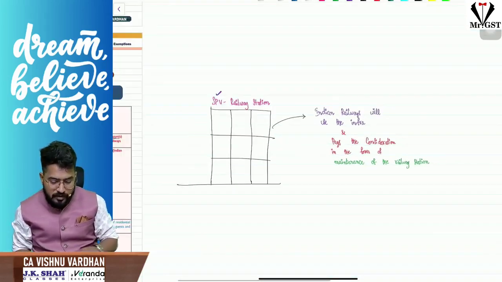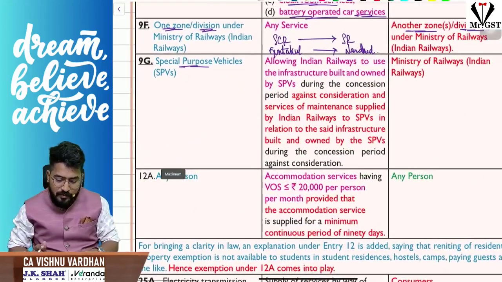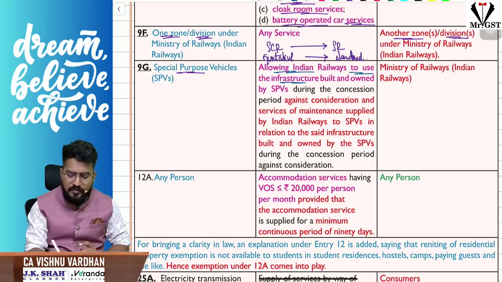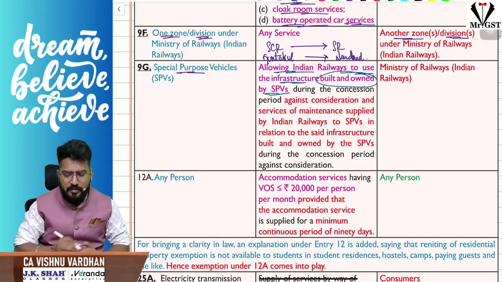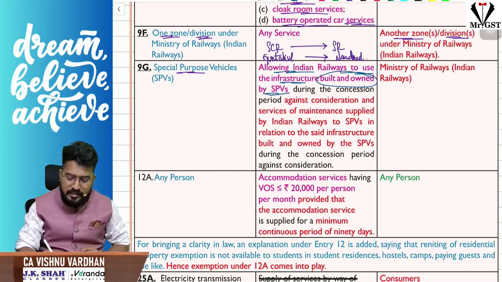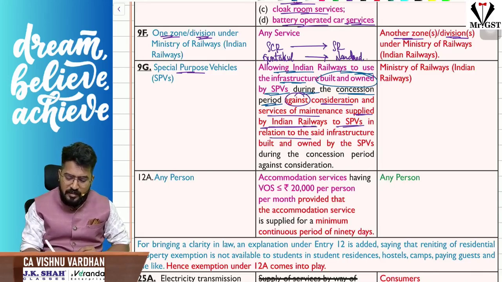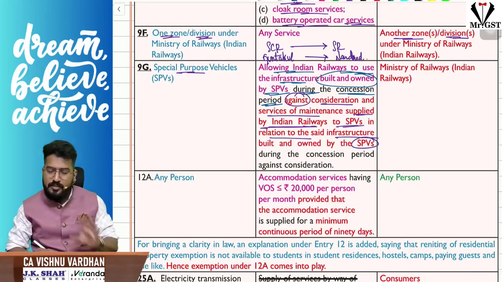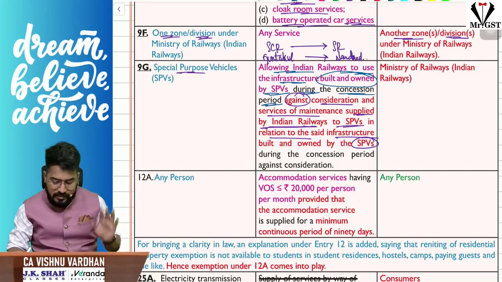Okay. So simple. What is that service here? Allowing Indian Railways to use the infrastructure built and owned by special purpose vehicles during the concession period, against the consideration of what? Against the consideration and services of maintenance supplied by Indian Railways to special purpose vehicles in relation to the said infrastructure, which is built and owned by SPVs during the concession period. Okay, so that is the concept, that is exempt under GST.